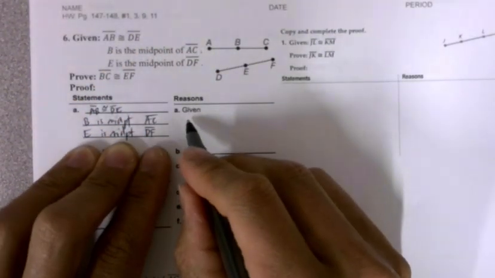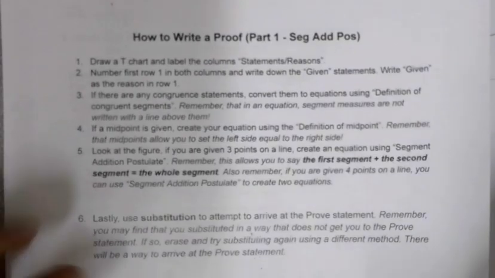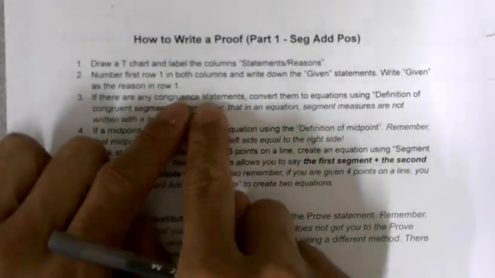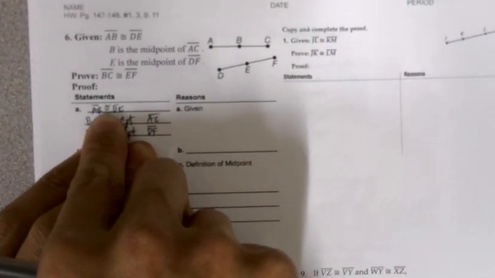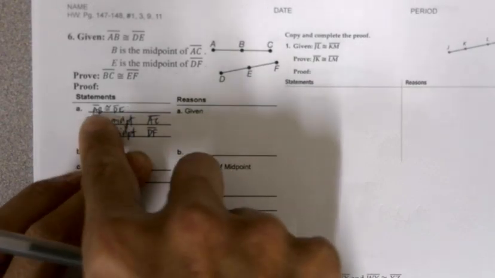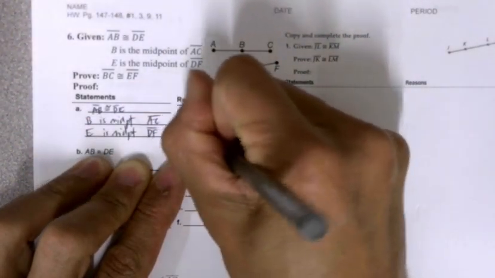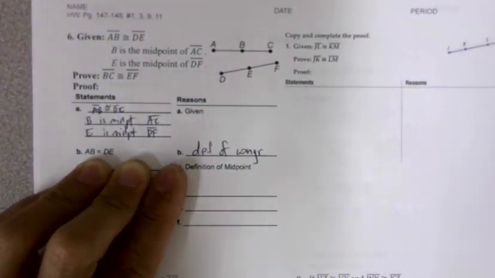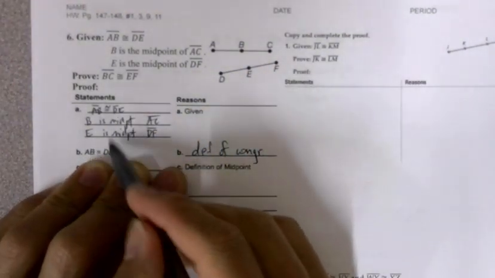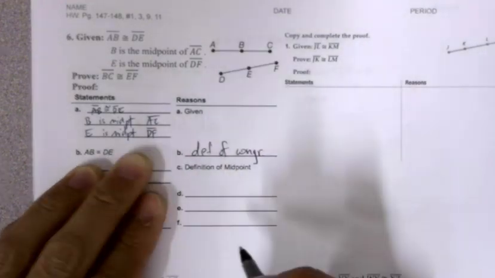Okay, and that's given. All right, so what are our steps on writing these proofs? First step, change any congruency statements to equations. Okay, let's go ahead and do that. So we have a congruency statement. It's right there. I'm turning it into an equation, namely AB equals DE. How do I do that? Def of congruence. Okay, notice that the line above AB and DE go away, because now we're talking about measure AB is equal to measure DE.